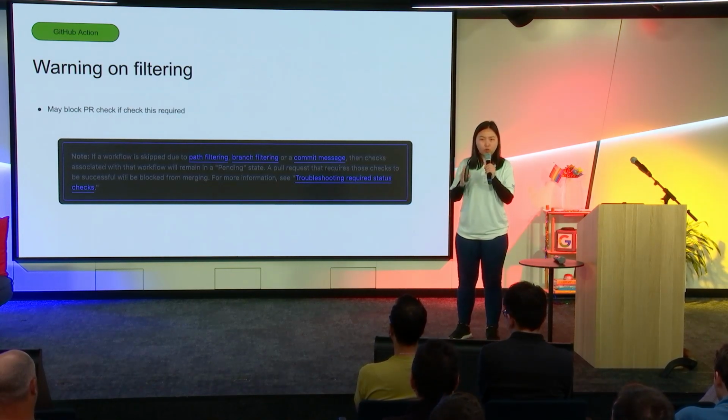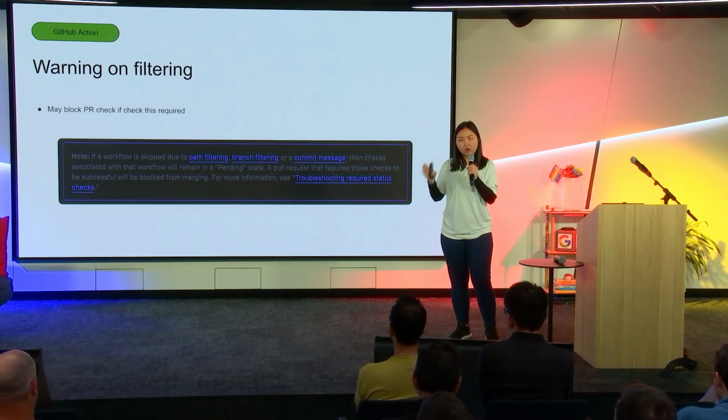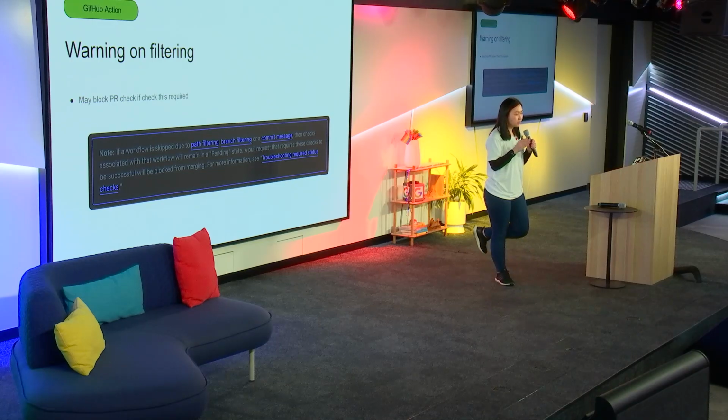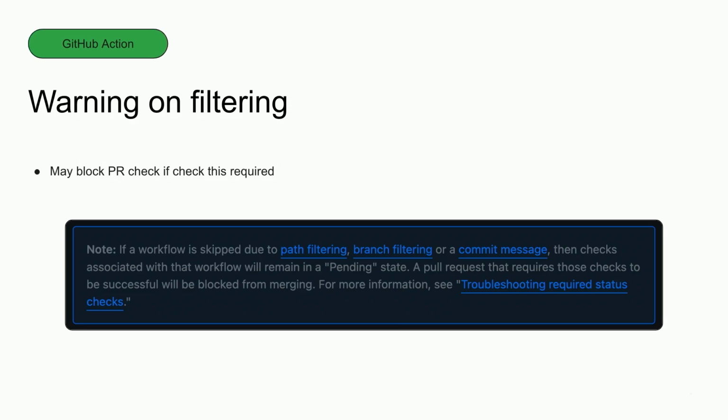Now, there is a warning on the filter. That is, path filtering, branch filtering, or commit message filtering: if you use filtering on any of those, and in your branch rule you need that job in order to pass the PR, then your PR will never pass. Why is that? Because when the path filtering or branch filtering happens, it will block the job, and the job state will become pending instead of completed. And because of that, it will actually block your PR if you set it up to be compulsory for your PR validation.